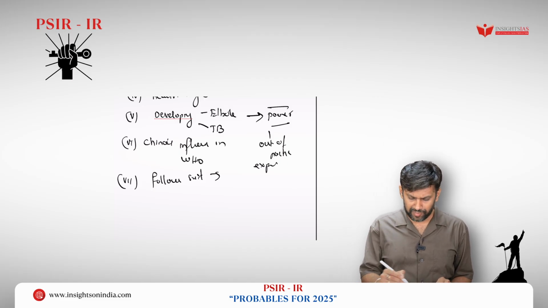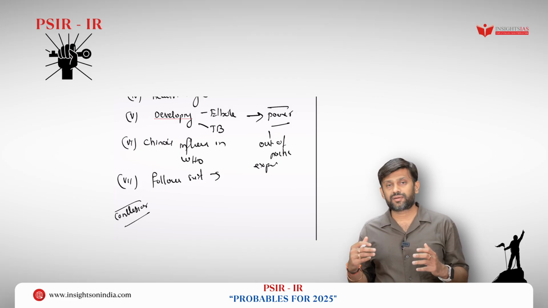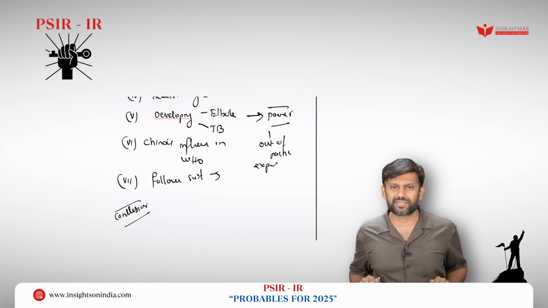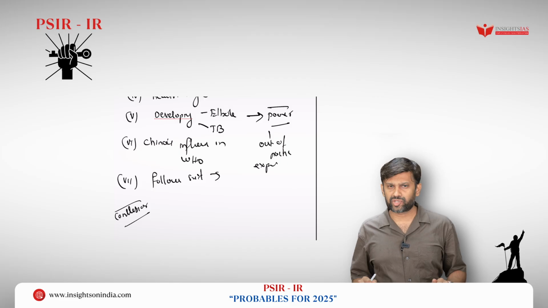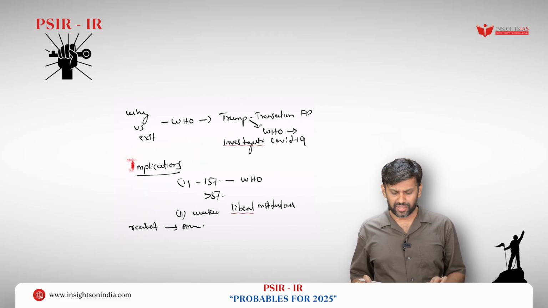So then in the conclusion part, you write about countries like India and BRICS countries should work together to try to increase the funding for WHO and make sure that the health programs do not get affected at large. So this is something you can write in your conclusion.